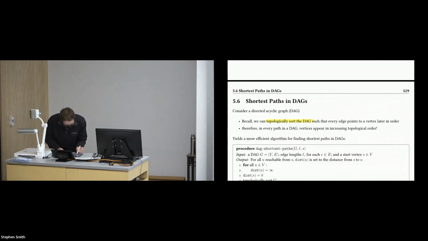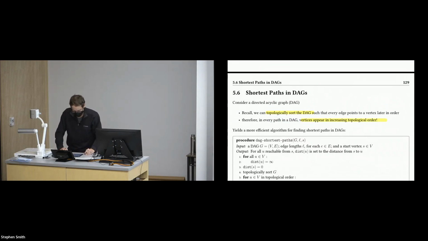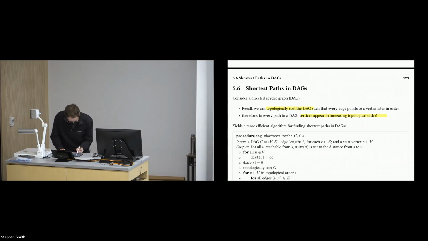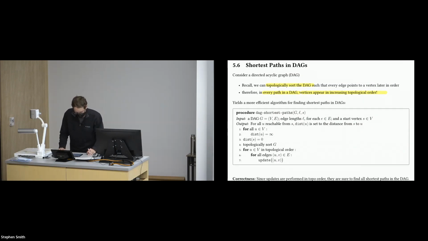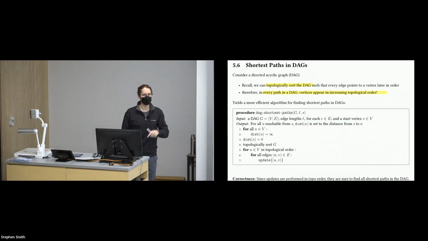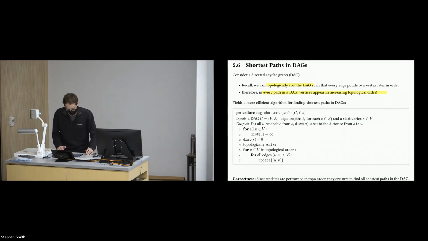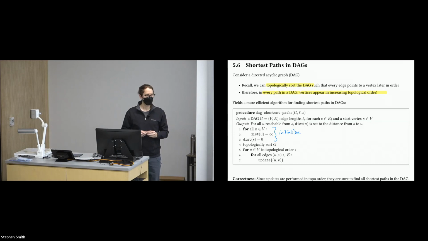So in a DAG, in a directed acyclic graph, vertices appear in increasing topological order in every path. And so I can take a DAG with edge lengths. They can be positive or negative because there's no negative cycles to mess things up. I initialize the exact same as before. Then I topologically sort the graph. Remember, how do I topologically sort?